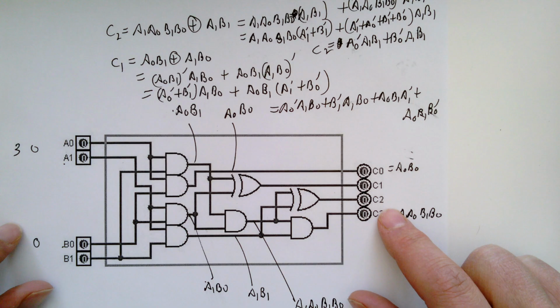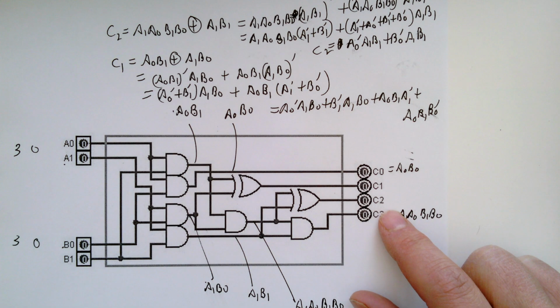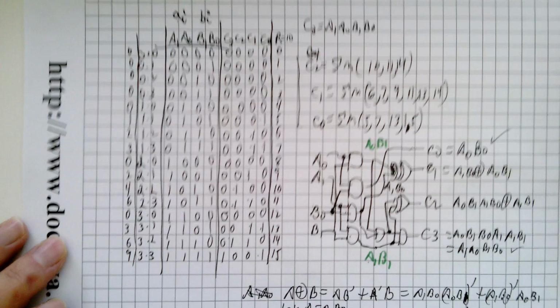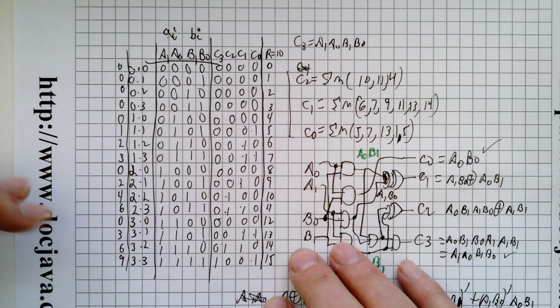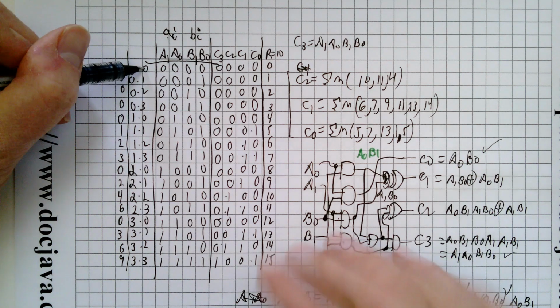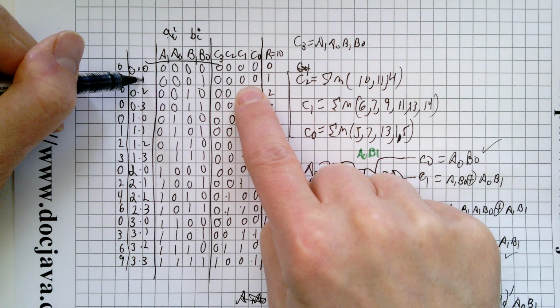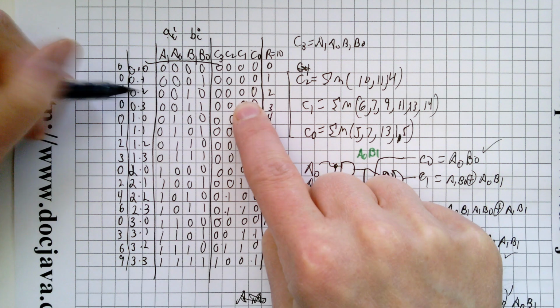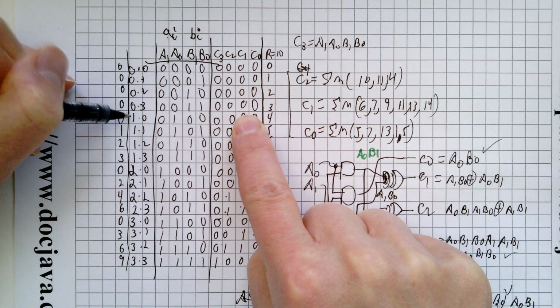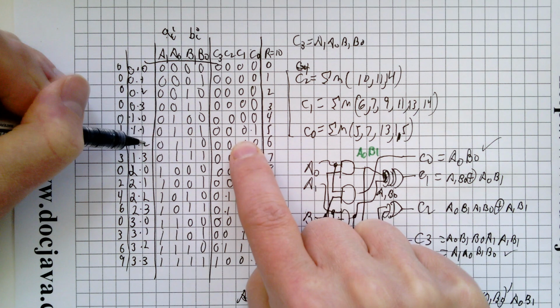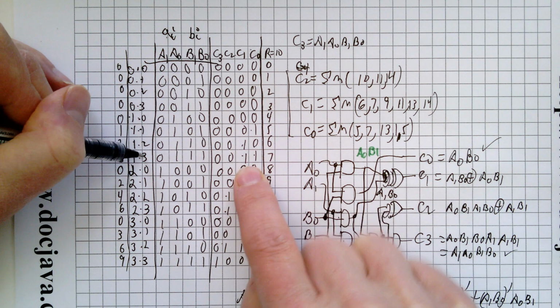Well, you could do what I did. Write it out. 0 times 0 is 0. 0 times 1 is 0. 0 times 2 is 0. 0 times 3 is 0. 1 times 0 is 0. 1 times 1 is 1. 1 times 2 is 2. 1 times 3 is 3.